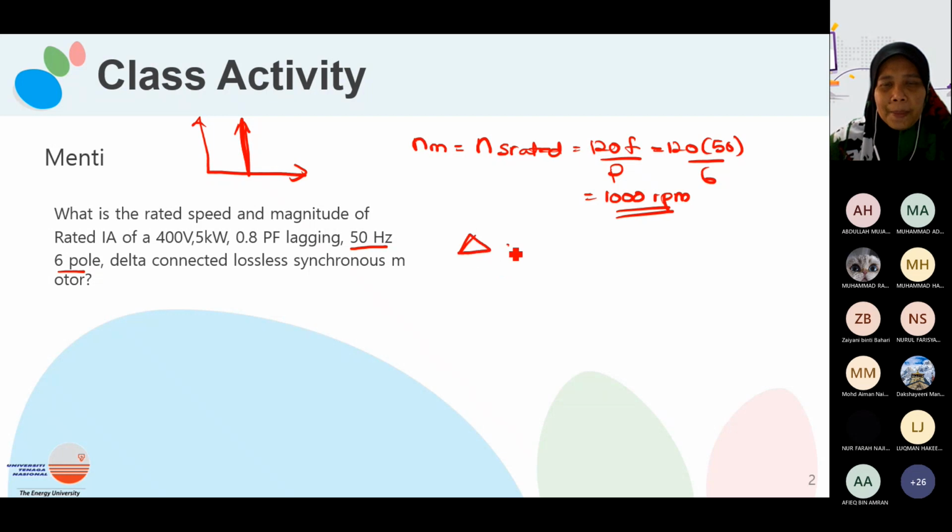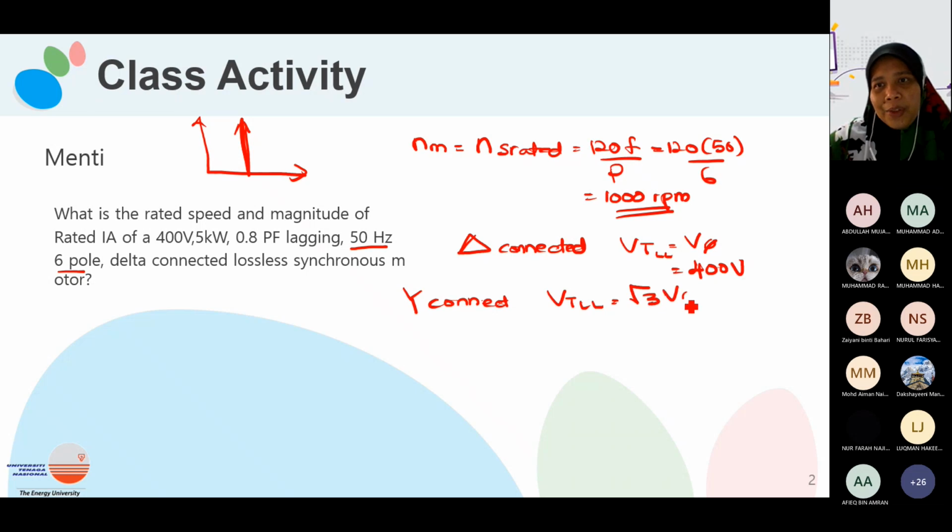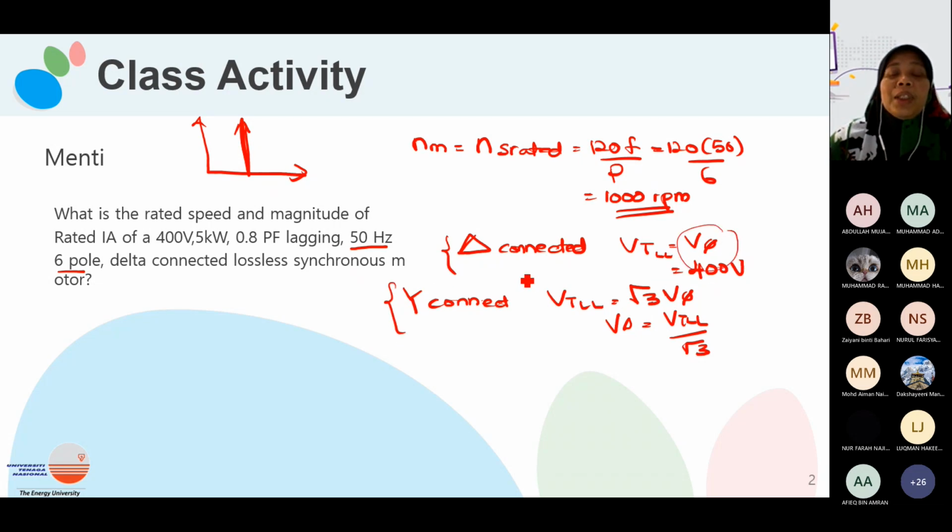So it is delta connected. If delta connected, what does it mean? So VT, line to line, is equal to V phase. Okay, so V phase now is equal to 400 volt. If it is Y connected, how? Divide by root 3. Line to line equals square root 3 times V phase, right? So V phase equals VT line to line over root 3. Okay, that's the only difference. When you want to use V phase, you must make sure whether it is delta or Y connected. The difference is at V phase. If the formula has V phase, you must be aware.